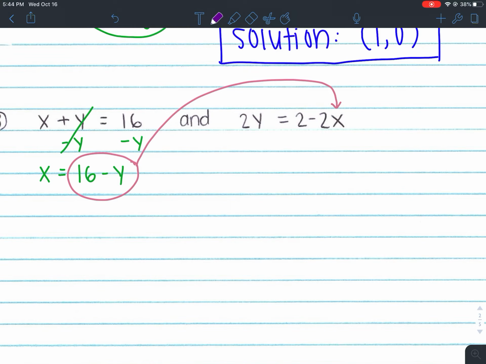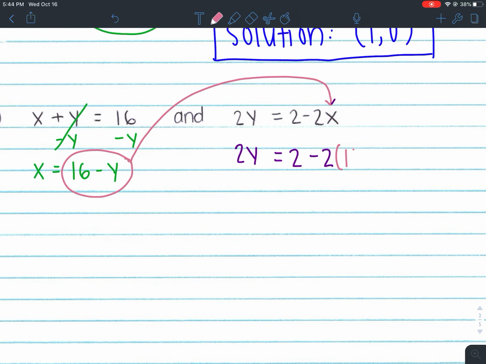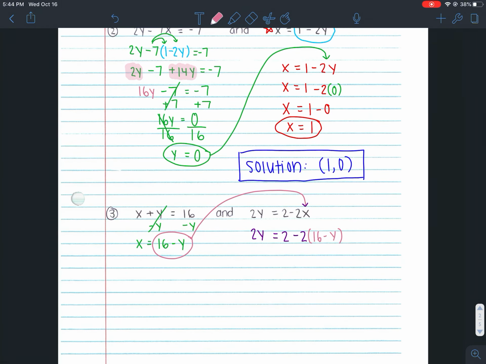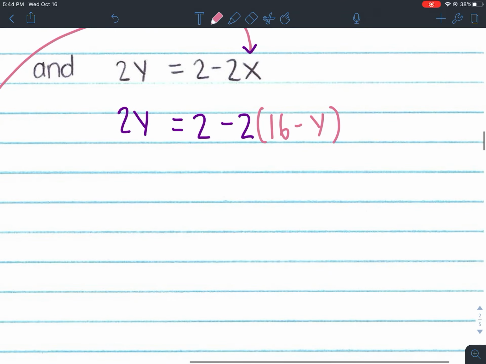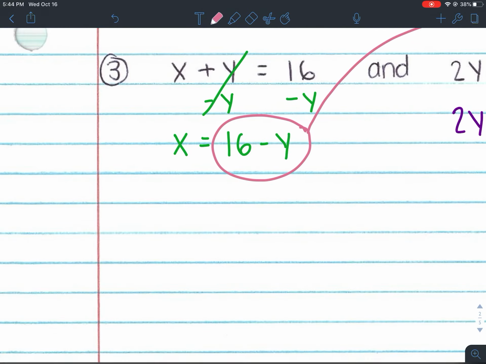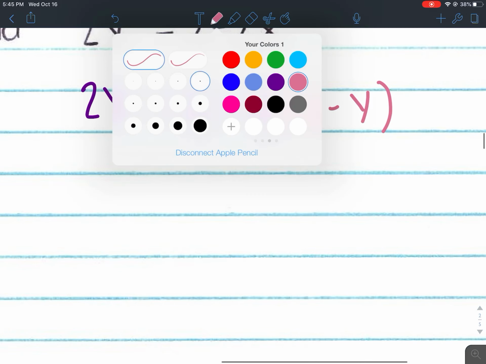So I have, let's use purple. I have 2y equals 2 minus 2 times my x value, which is 16 minus y. Okay, I'm plugging it in for that. Sorry, I was zooming out to double check it with the other problem from earlier. Oops. Nope, stop it. Oh my gosh, my iPad is going crazy.